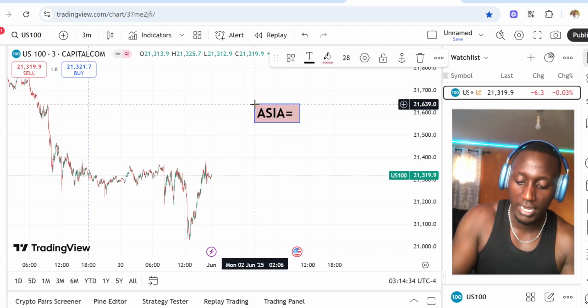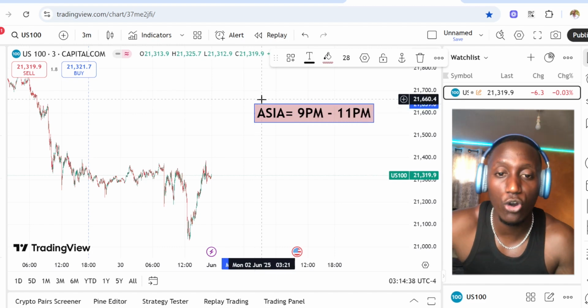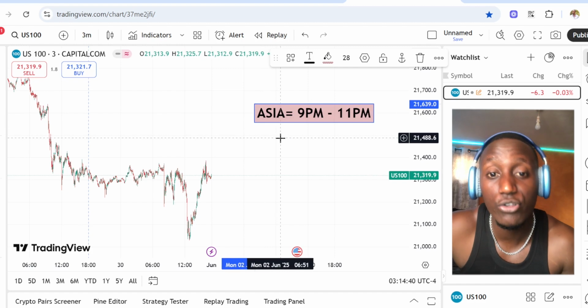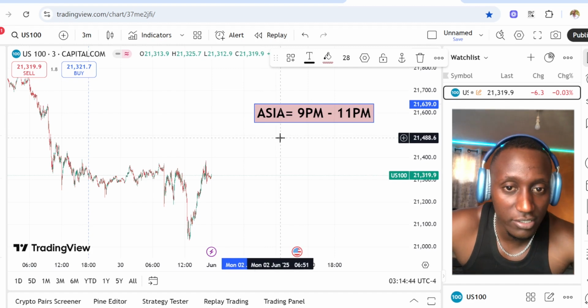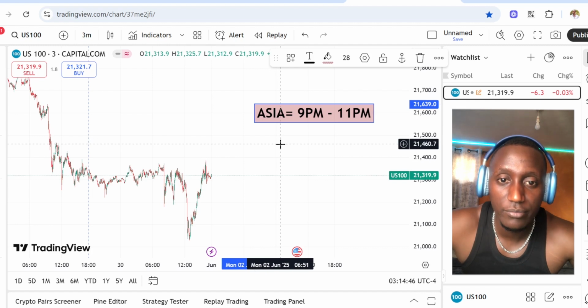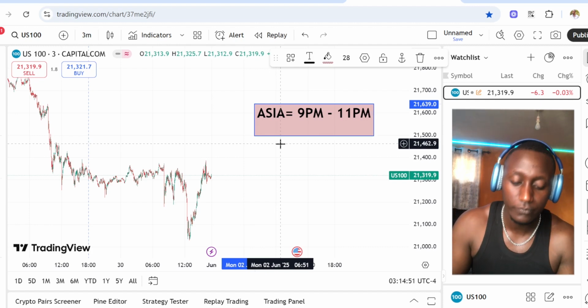This time is 9 p.m. to 11 p.m. New York time. So use New York time. Go do your homework and search what is New York time to your local time. Use that time. Come to the market at that time.